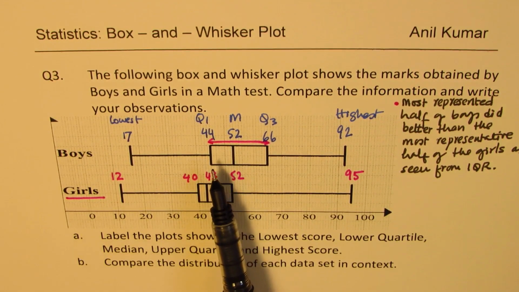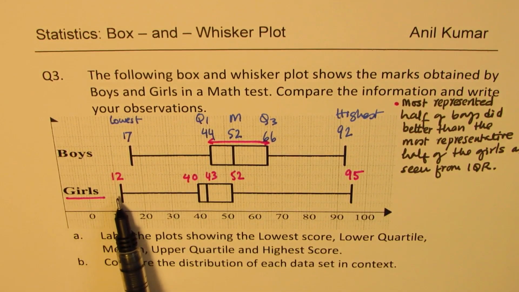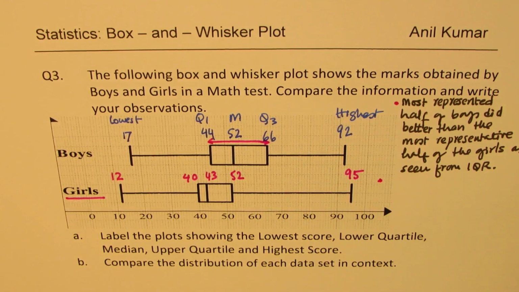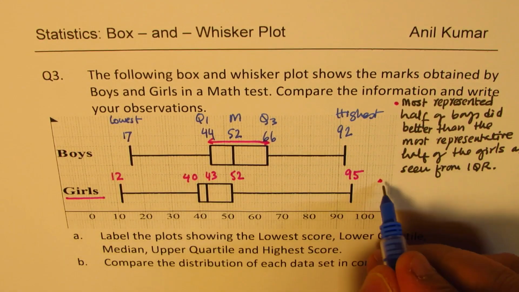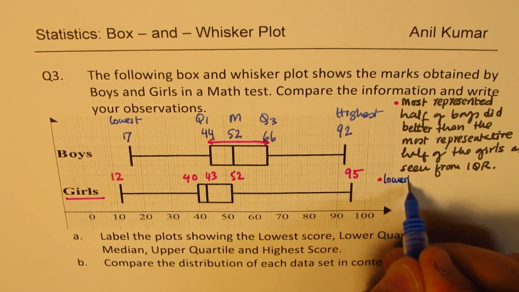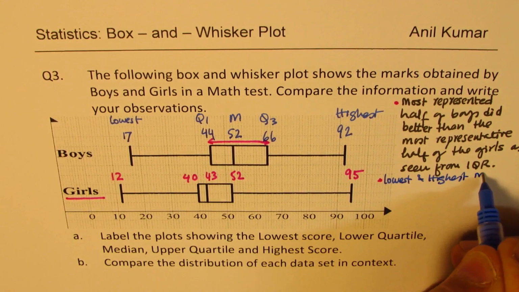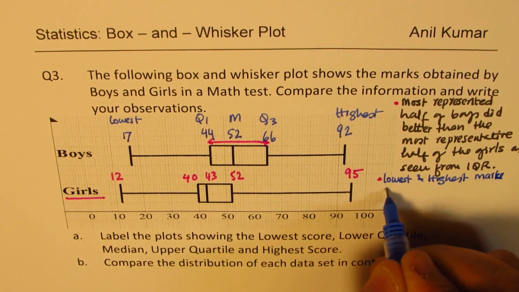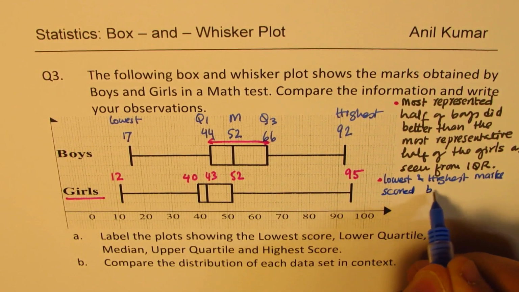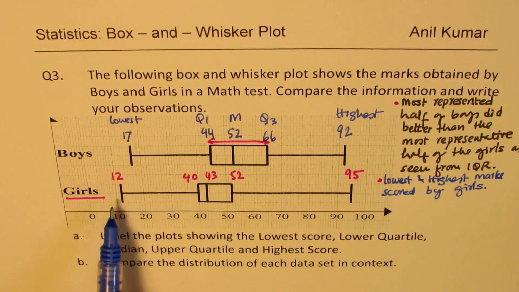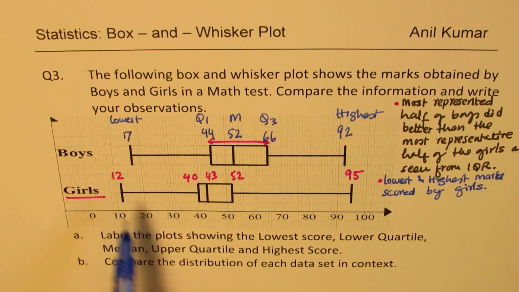You could also observe from here that the minimum and the maximum marks were scored by the girls, right? So we could say lowest and highest marks. Correct, because that is the lowest and this is the highest, right?